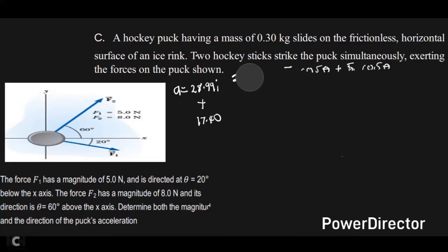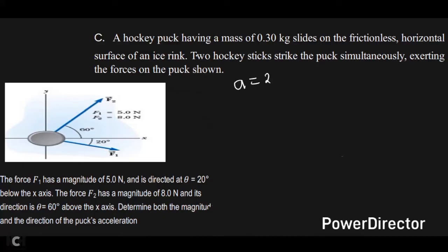So from there, what you do, remember that our acceleration, the one that we found, after you have divided, you find that the acceleration is what? You have say A is equal to 28.99 I plus 17.40 J, like that. So this is the acceleration that you have found, right?